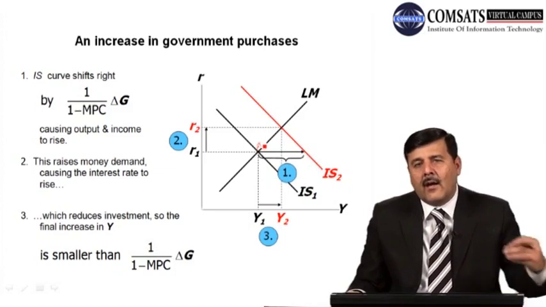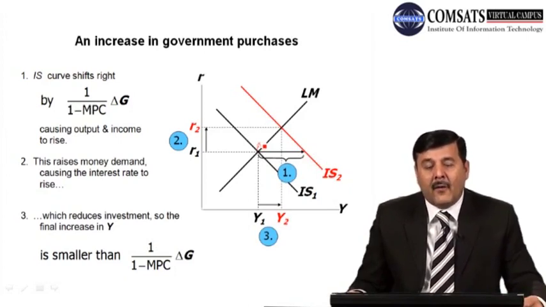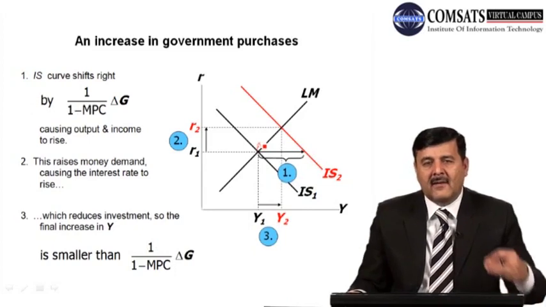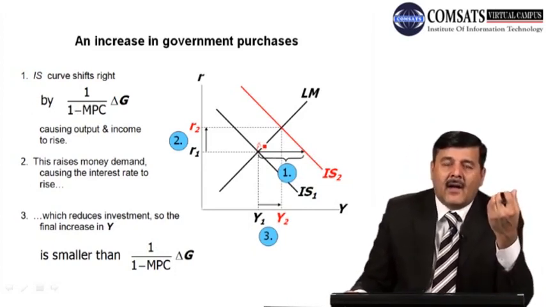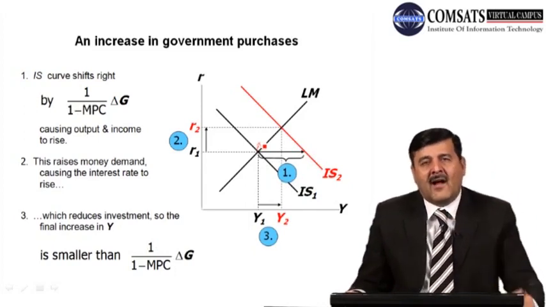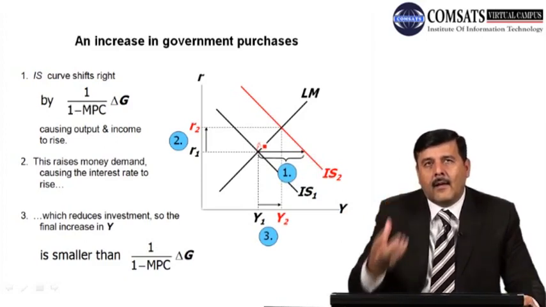Now if government purchases increase, what will happen? Income will increase by 1/(1 minus MPC) times delta G. Income rises by this amount. This is the multiplier, the government purchase multiplier, which we discussed in the last class.